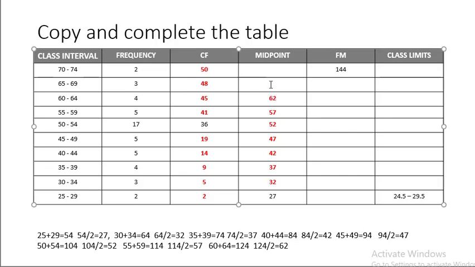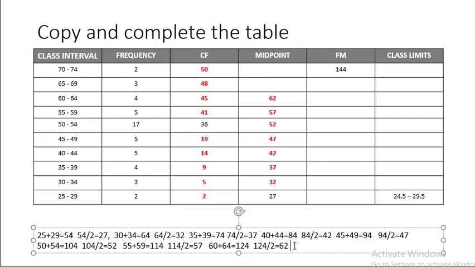Then the next one, 65 to 69. We have 65 plus 69, which is equals to 134. So now 134 divided by 2, we're supposed to have 67.